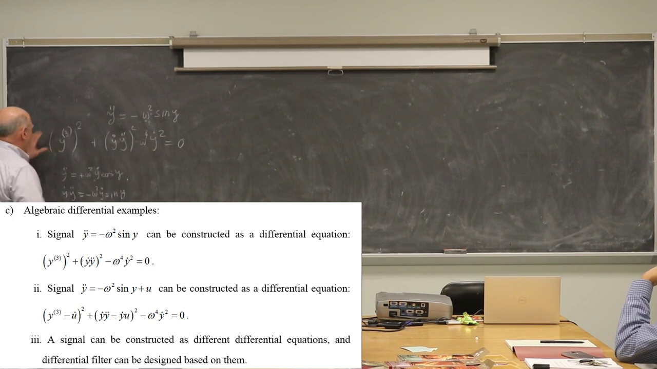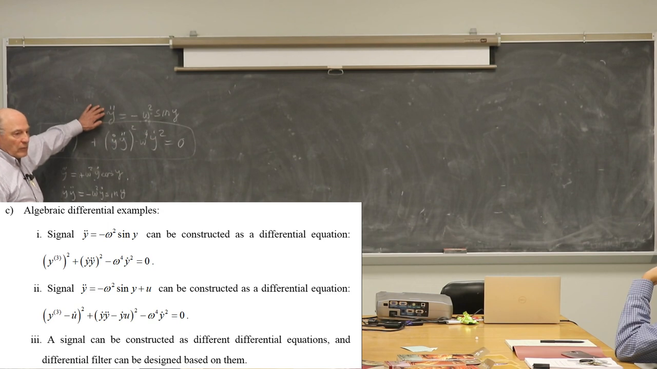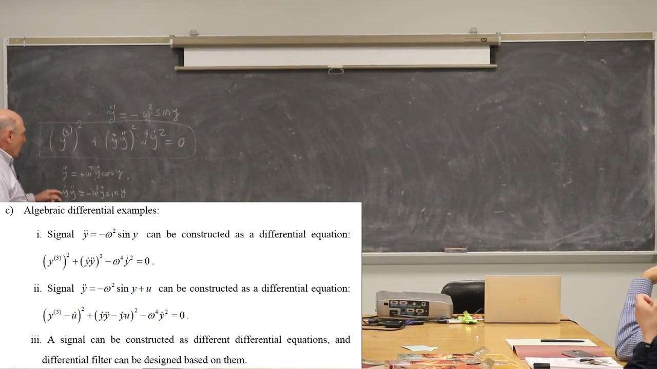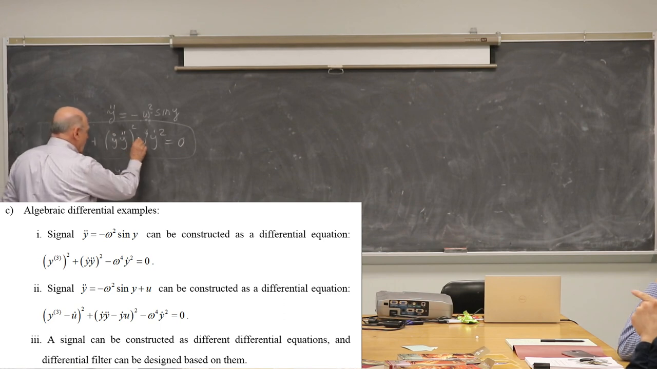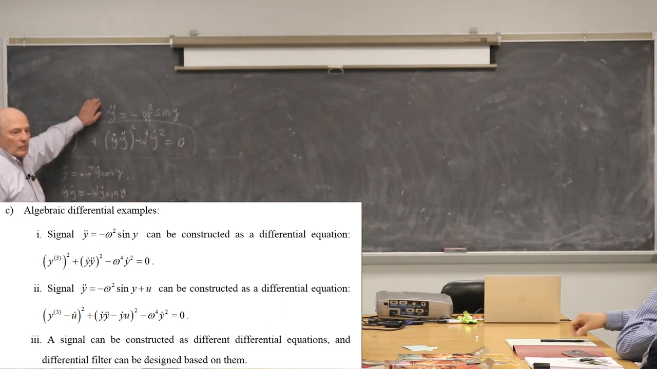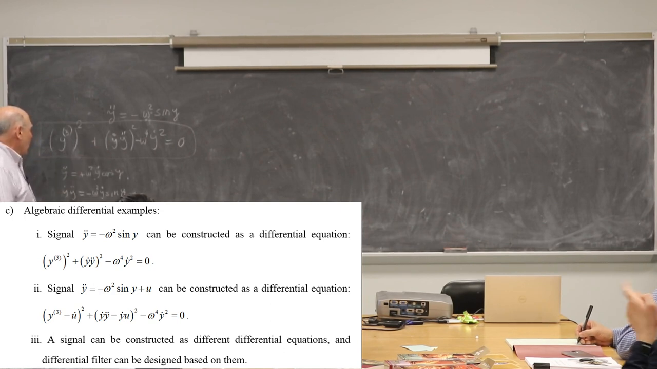So this equation is a differential algebraic equation, which is derived from this by very simple operations, right? You raise that to the square, you multiply the original equation by y dot, you raise it to the square, add the results, you get this, right? So this is the same system. It's exactly the same system, and also it's a system that has certain peculiarities.